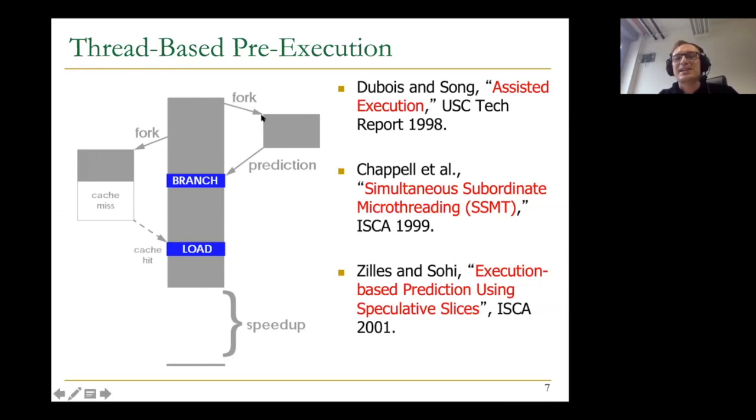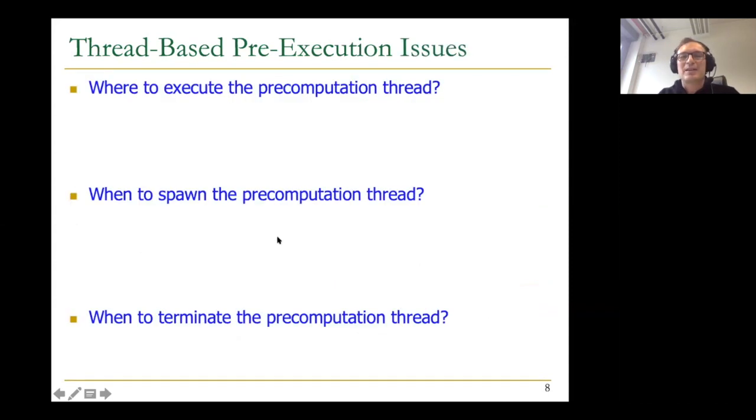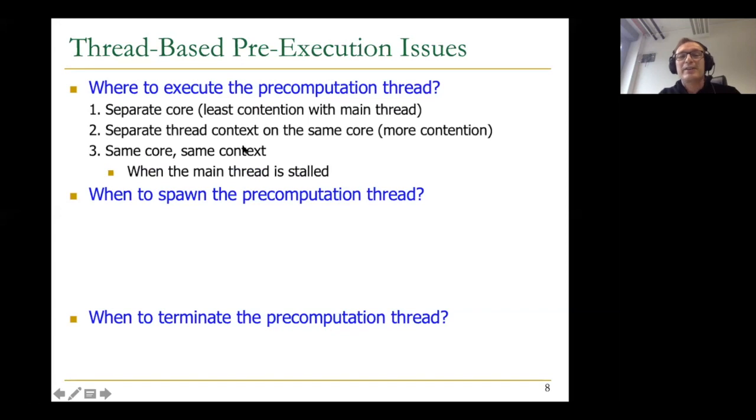Okay, so hopefully this is clear. You can do this on any problem instruction, let's say. It could be some problem critical computation that doesn't have branches and loads. But in general, in computer architecture, the most problematic instructions tend to be branches and loads, because they're hard to predict in general. Okay. So there are multiple issues in thread-based pre-execution. I'm going to talk about them: where to execute the pre-computation thread, when to spawn the pre-computation thread, and when to terminate the pre-computation thread. So we've already discussed these. There are clearly trade-offs associated with them.